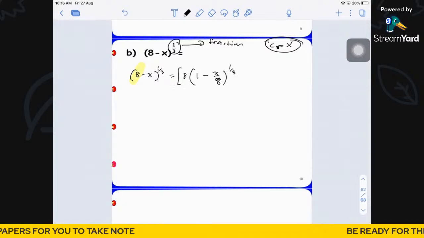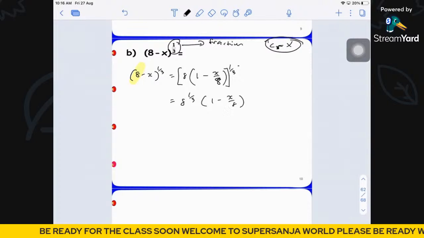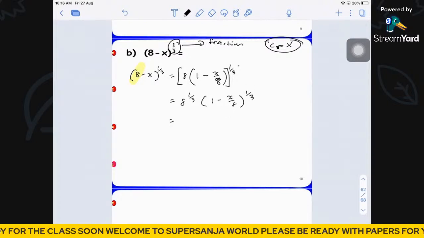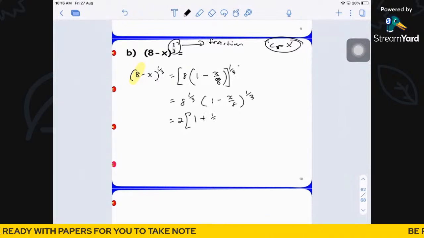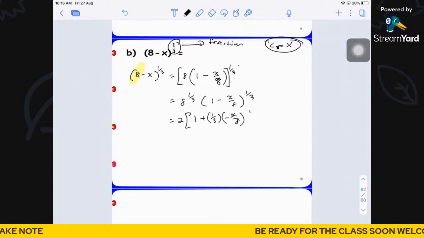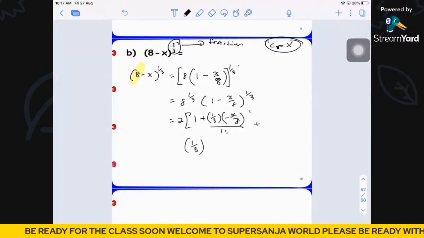Take out the 8. So now I can take this as 8 power of 1 over 3, times 1 minus x over 8 power of 1 over 3. 8 power of 1 over 3 is 2. Everybody should know that, right? Okay, bracket. Let's do the expansion a little bit. 1 plus 1 over 3 times negative x over 8, power of 1 over 1 factorial, plus 1 over 3, 1 over 3 minus 1.